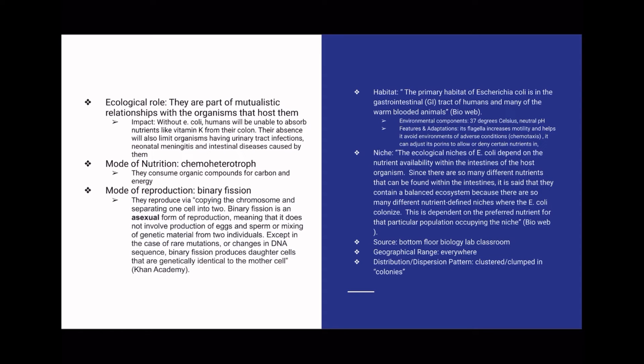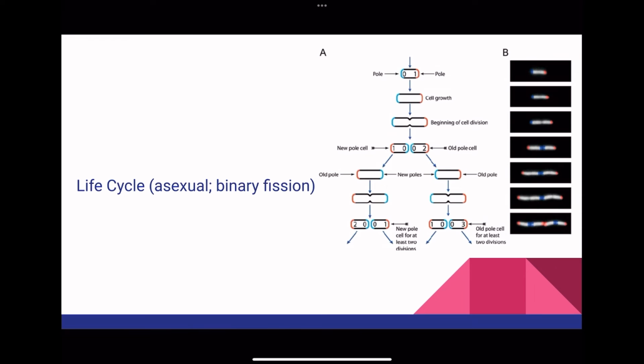The source was the bottom floor biology lab classroom, and its geographical range is everywhere, where they are distributed or dispersed in patterns that are clumped or clustered as defined by colonies. Its life cycle consists of growing and beginning cell division, where there are two pole cells created, one new and one old. And with those cells, they also continue to divide more and more to reproduce a lot more of itself until they eventually die off.